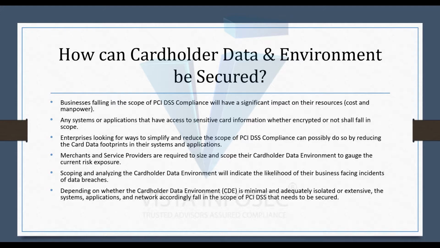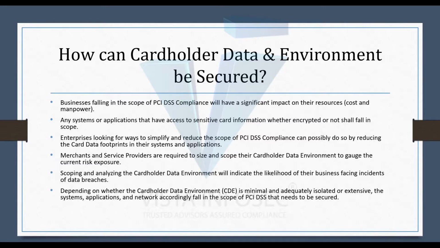So any systems or applications that have access, whether to encrypted data or not, shall fall in scope. Many companies feel that, oh no problem, all my data is encrypted. Yeah, it might be encrypted, I'm not saying no to that, but please understand, even if it is encrypted, it is still in scope. Yes, you heard me right. Even if your data is encrypted across the organization, it is still in scope.